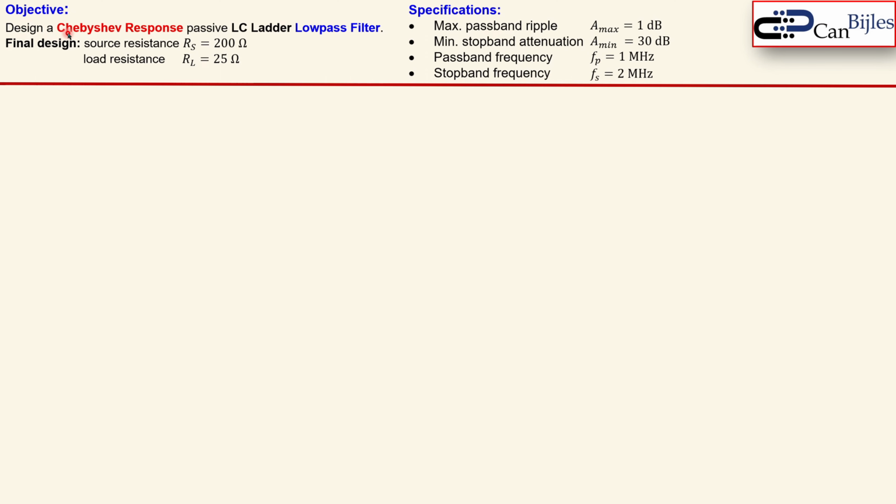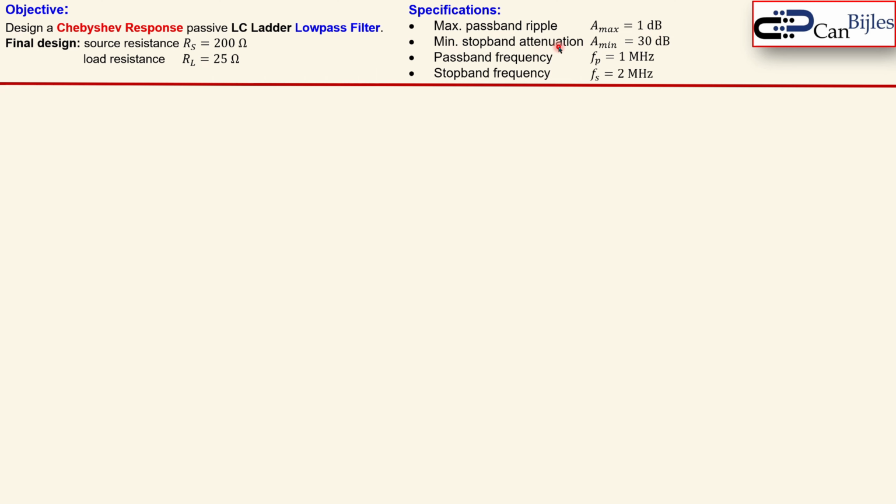We need to have a Chebyshev response passive LC ladder filter configuration for a low pass filter. The final design has a source resistor of 200 ohms and the load resistor must be 25 ohms. The specifications are shown here for our filter. We need to have a maximum passband ripple of 1 dB. Again, this is a 1 dB ripple Chebyshev response.